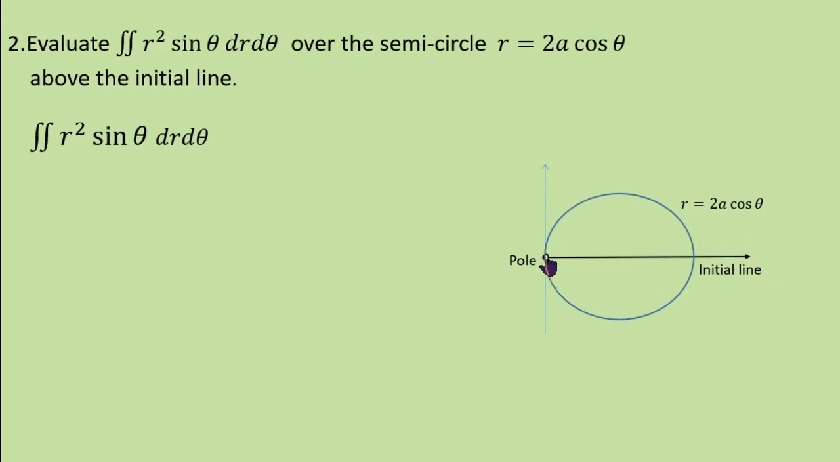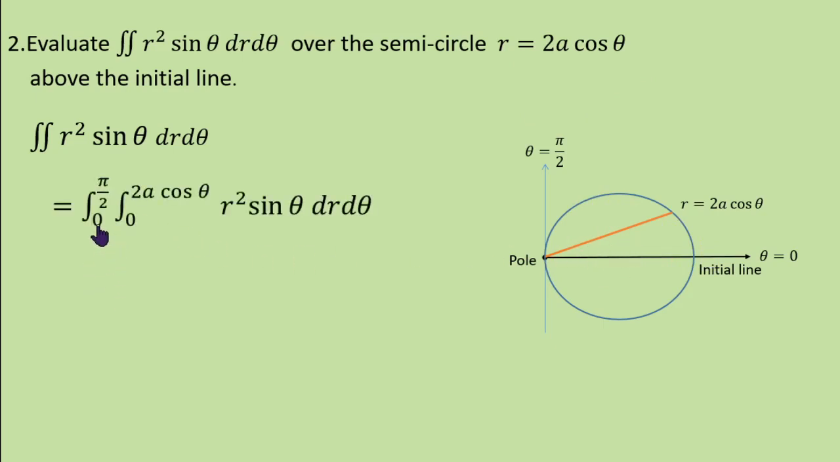And for every angle theta, r varies from 0 to 2a cos theta, because you are doing a double integration over the semicircle. Therefore 0 to 2a cos theta. Theta varies from 0 to pi by 2. For every theta, r varies from 0 to 2a cos theta. Like that you are going to cover this semicircle r equal to 2a cos theta. And hence the limit is double integral 0 to pi by 2, 0 to 2a cos theta, r square sin theta dr d theta. That is the question.